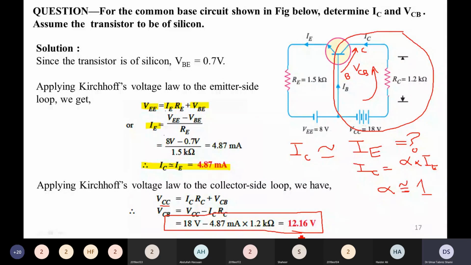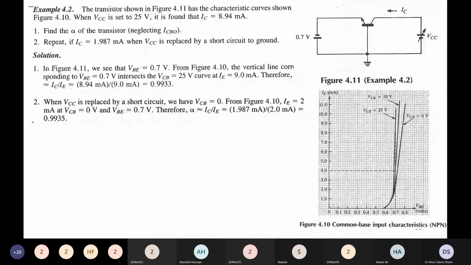Now we come to the second example, which is again for common base configuration. The statement of the example is: the transistor shown in figure 4.11 has the characteristic curves shown in figure 4.10. When VCC is set to 25 volts, it is found that collector current is 8.94 milliampere. Then find the alpha of the transistor, and repeat if collector current is 1.987 milliampere when VCC is replaced by a short circuit to ground.